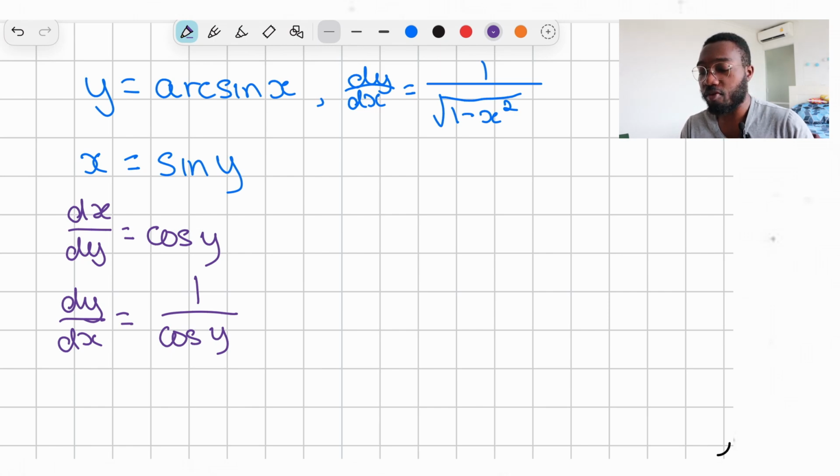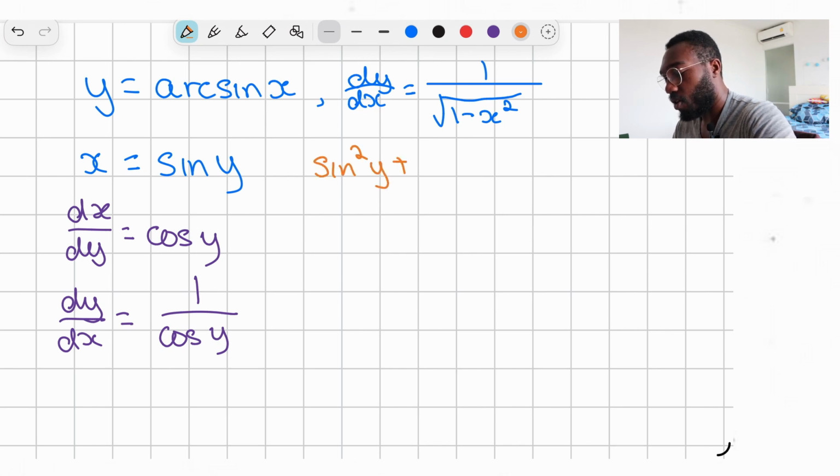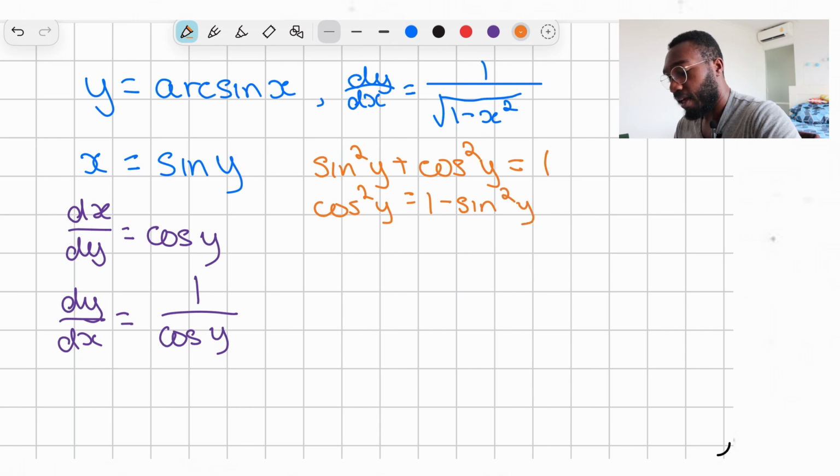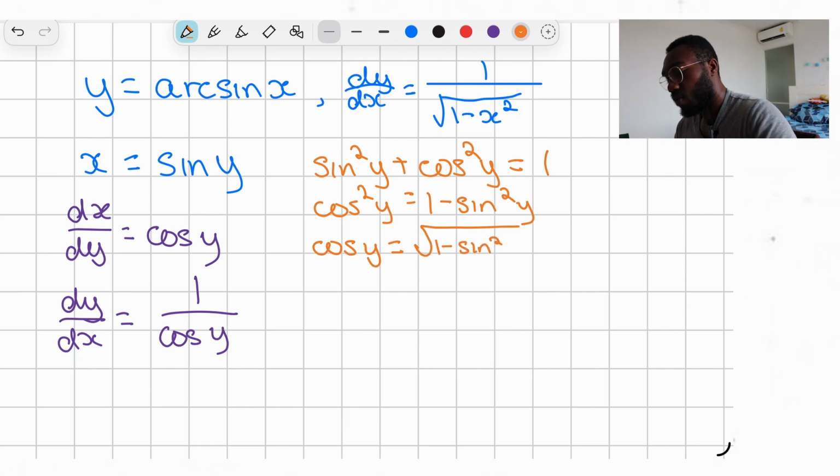But how can we now change this cosine y to get it into some form where it just has x's in it? Well, if you remember this trig identity that we have, sine squared y plus cosine squared y is equal to 1. If we rearrange this to get it in terms of cosine y, cosine squared y is equal to 1 minus sine squared y, and therefore cosine y would just be the square root of 1 minus sine squared y.